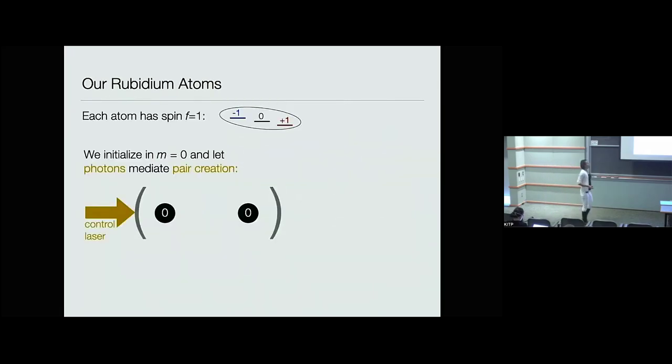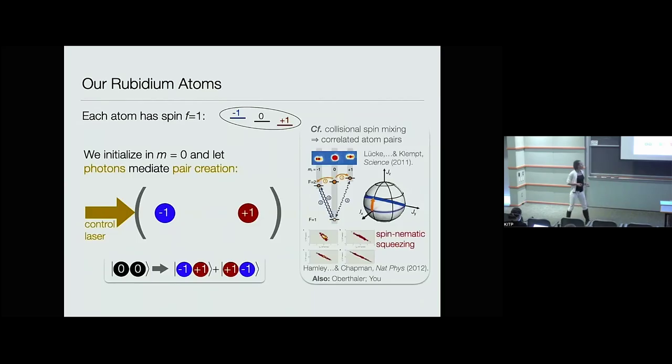So just to go a little bit more into the dynamics of the cavity-mediated interactions, we work with rubidium atoms, and we have a spin 1 ground state. Often the way that we probe this system, at least for the first part of my talk, is we start with all the atoms in the m=0 state of the spin 1 ground state. And when we send in light, that can mediate a process where two m=0 atoms turn into a +1 and a -1 atom.